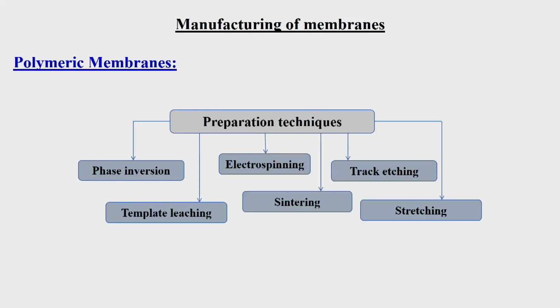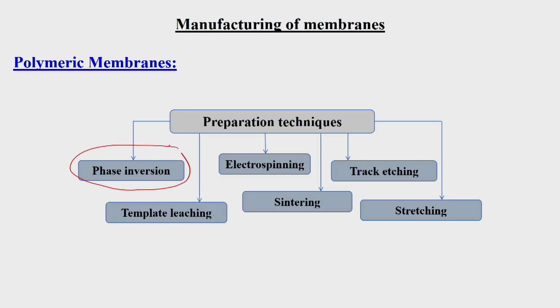In this lecture, we will be discussing the manufacturing of membranes, advantages of membrane separation processes, limitations and approaches to improve the membrane performance. So, we will be discussing first the manufacturing of polymeric membranes. There are 6 manufacturing processes for polymeric membrane fabrication.